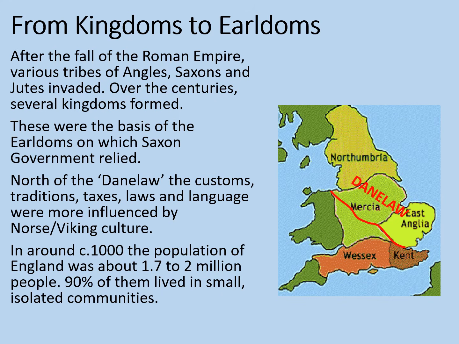In around 1000, the population of England was about 1.7 to 2 million people. 90% of them lived in small, isolated communities. And it's those small, isolated rural communities that we're going to turn our attention to first.